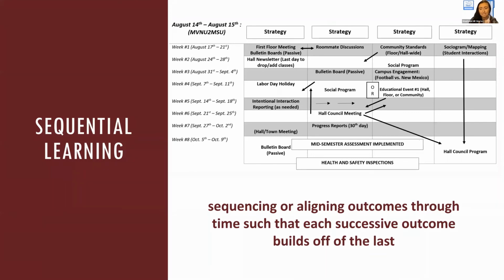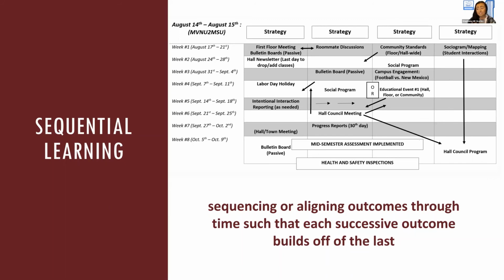So this mapping took all of our passive programs, our social programs, our educational programs, sociogramming, residents of interest, intentional interactions, everything that we had ever done or wanted to do was put in this sequence to make the learning happen throughout and make it a little easier to understand as a hall director. So we wanted to align our outcomes through the time so that those built upon each other, and we kept that learning going, and it never felt like we were taking a step back.